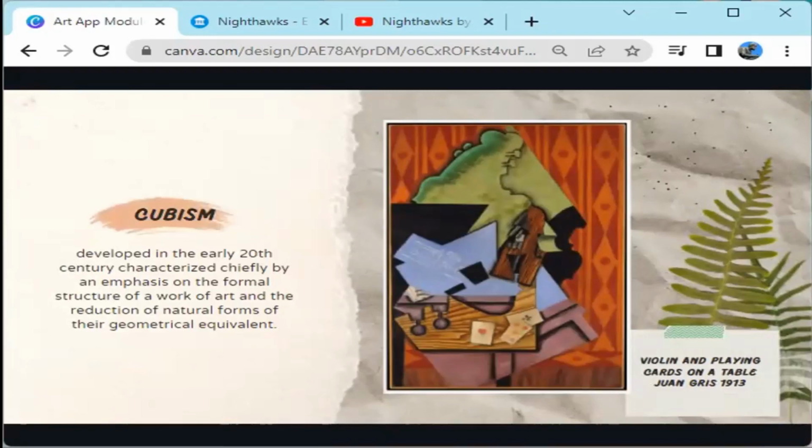Now, another is Cubism. And Cubism developed in the early 20th century and is characterized chiefly by an emphasis on the formal structure of a work of art and the reduction of natural forms to their geometric equivalent. So you have here Violin and Playing Cards on a Table, in 1913.